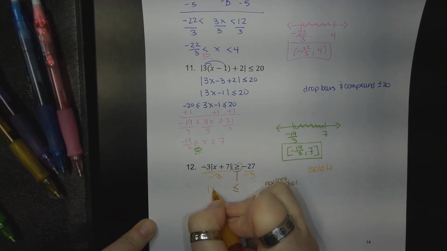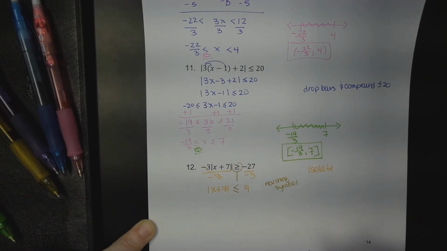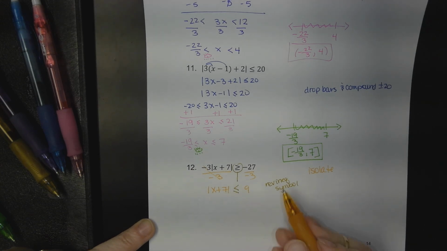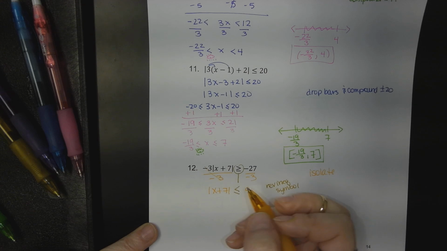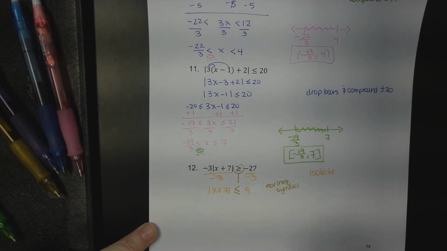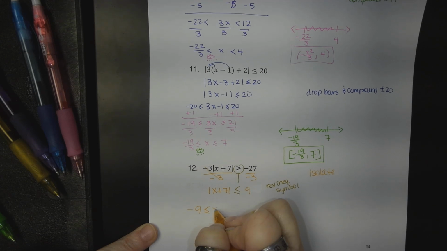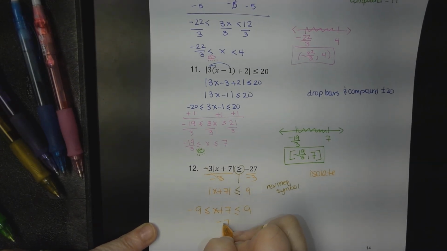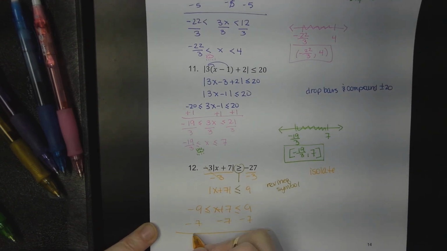So it's going to be the absolute value of x plus 7 equals 9. Okay? Now, it's simplified so we can just rock it on out, right? What are we going to do? Compound it. I should have made that greater than. Dang. Okay, we're going to compound it. Negative 9 less than or equal to x plus 7 less than or equal to 9. Subtract 7. Negative 6.